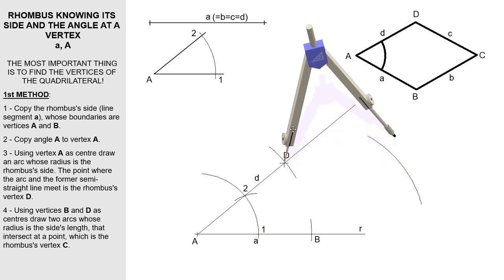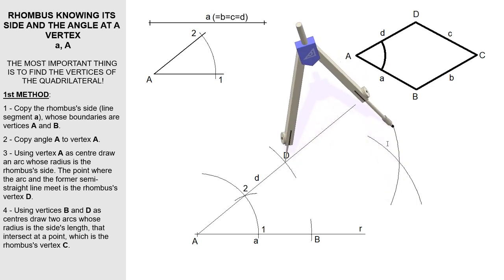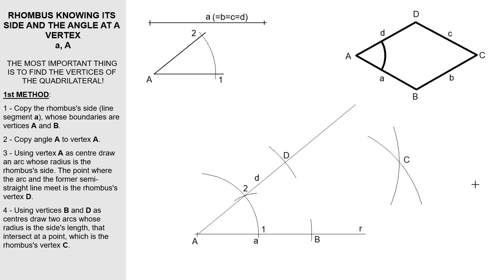And using vertex D as center, we draw another arc whose radius is the rhombus's side, because vertex C has to be on this arc, so when joining to vertex D, it is the rhombus's side long. The point where both arcs intersect is the same distance to vertices B and D, being this distance the rhombus's side, so it is vertex C.